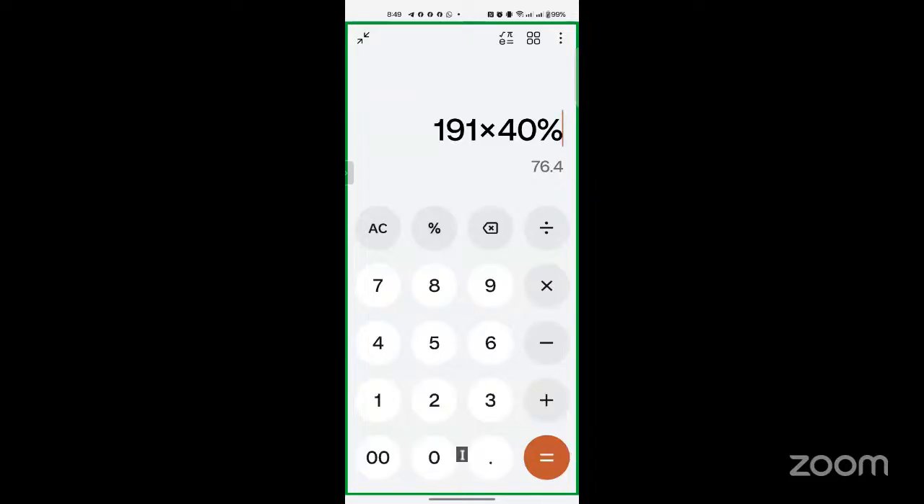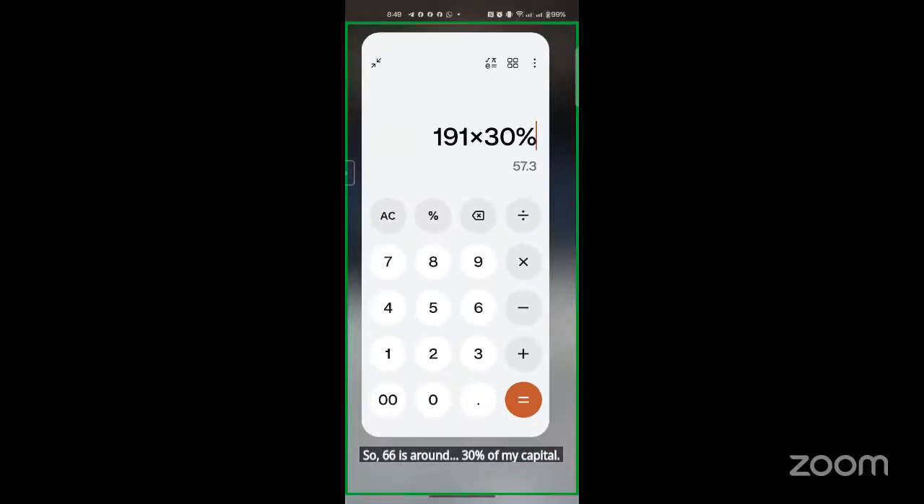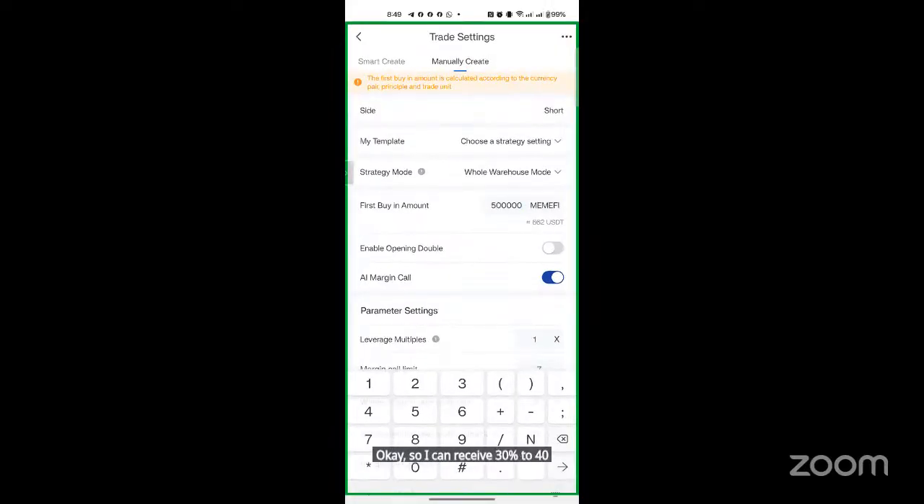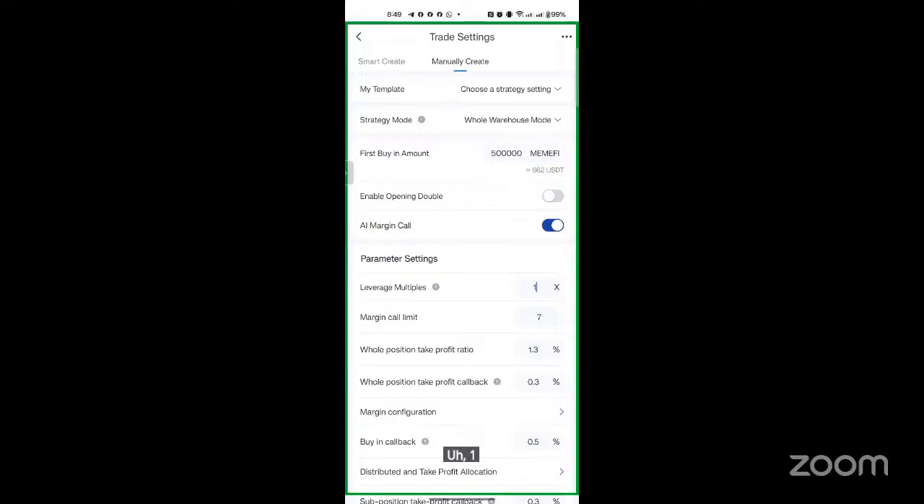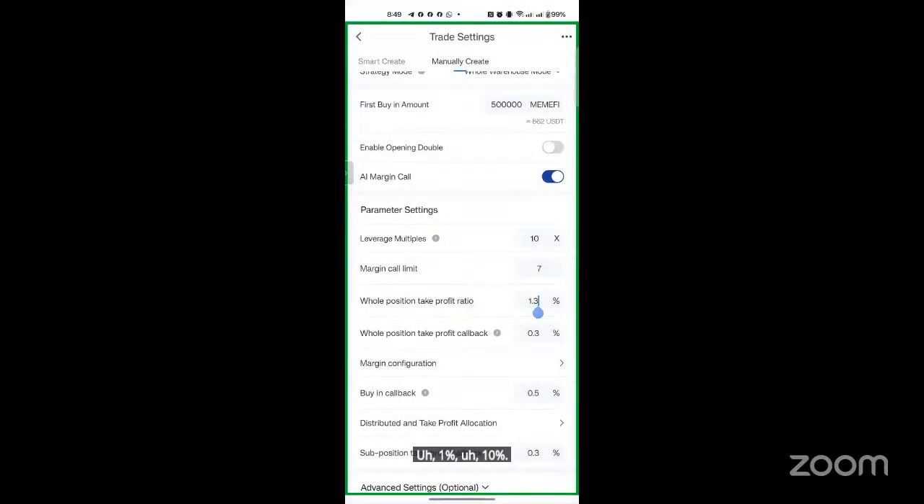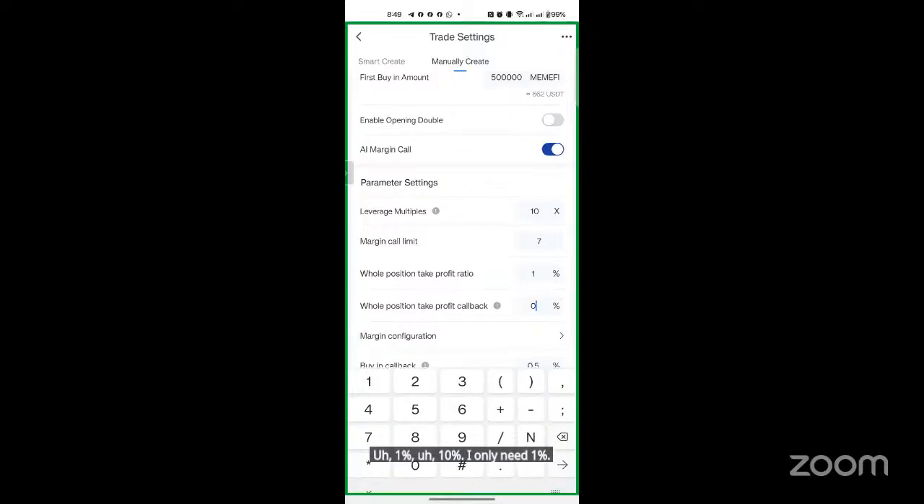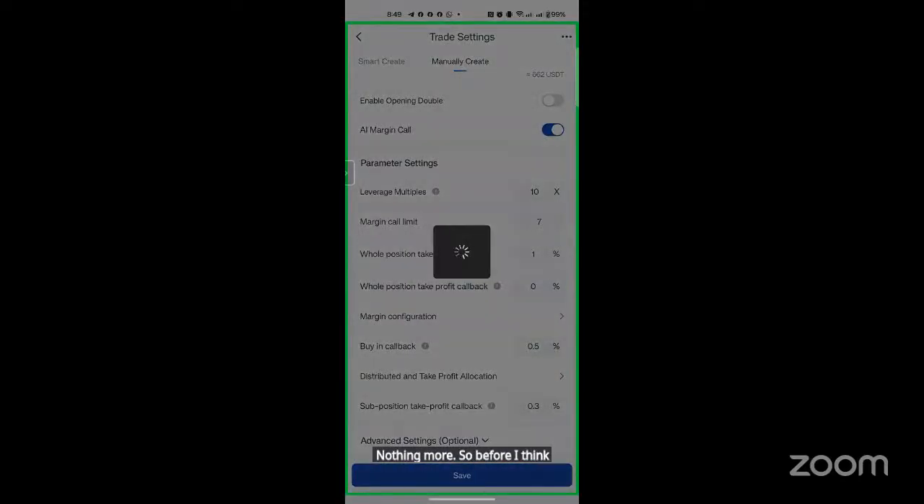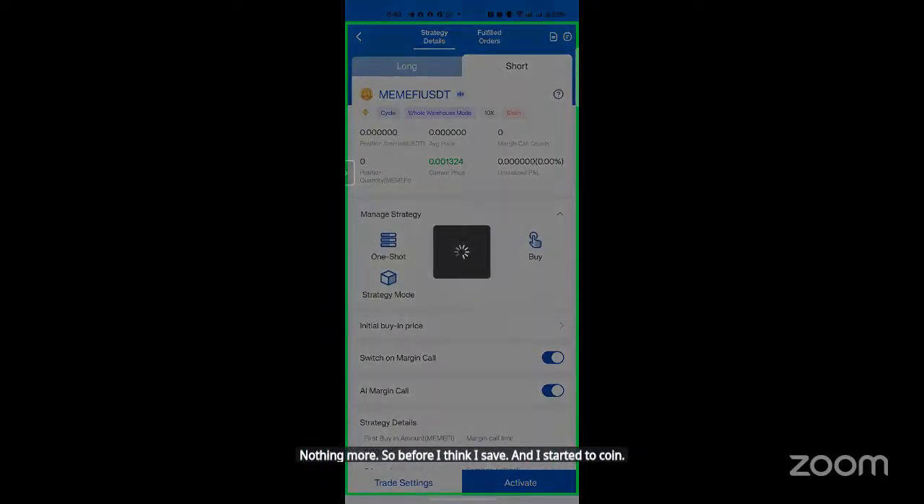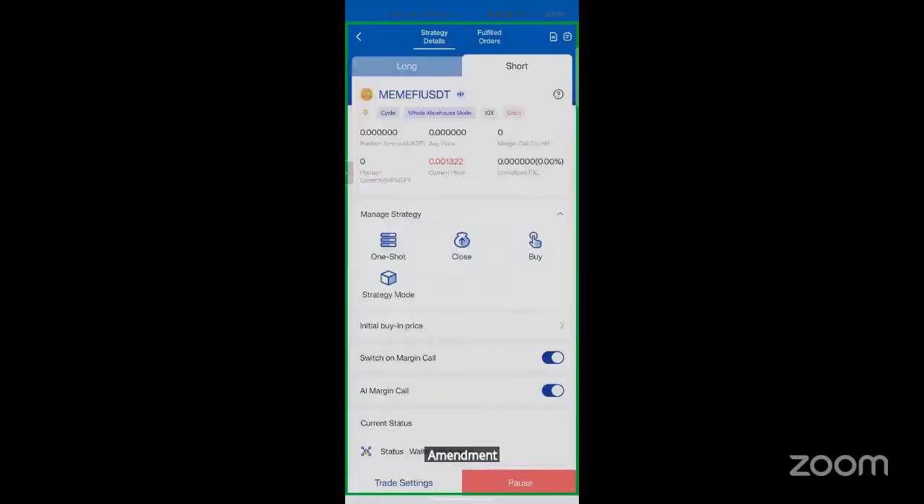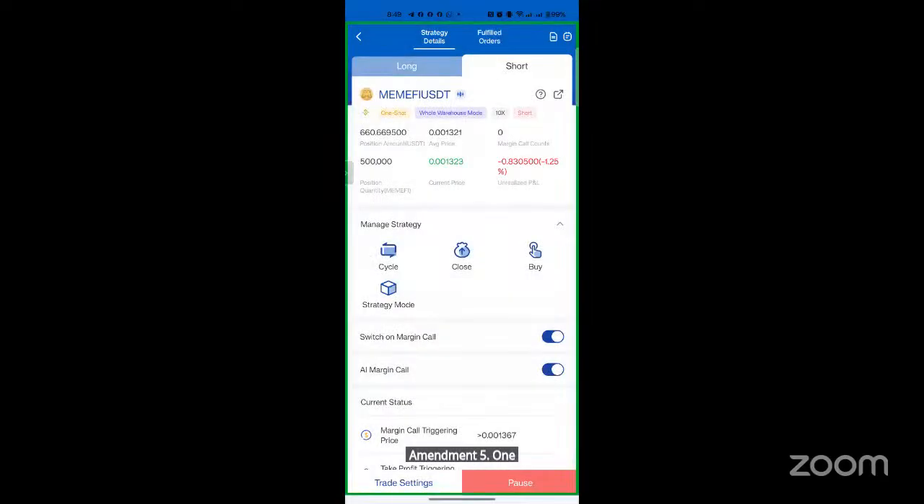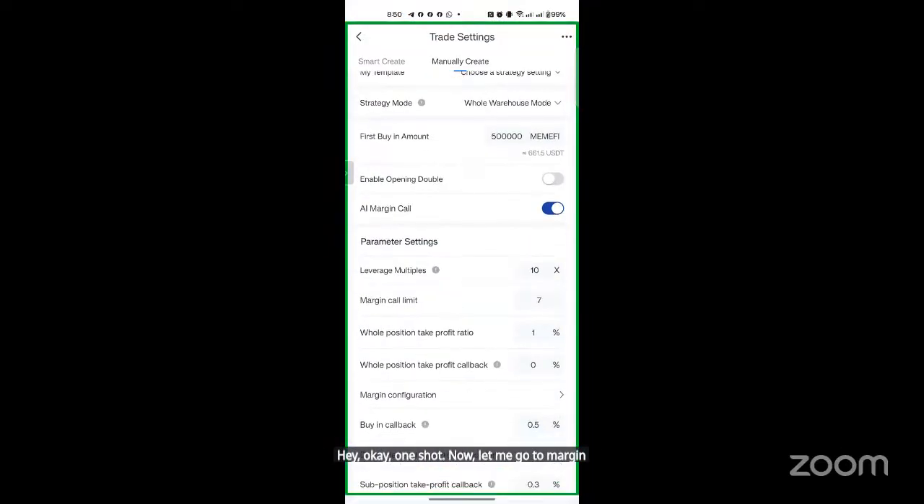I want to risk everything. Me, I can go up to even 50%. So 66 is around 30% of my capital. Okay, so I can risk 30 to 40%. I only need 1%, nothing more. So I save and I start the coin. Memify, one shot. Now let me go to margin configuration.